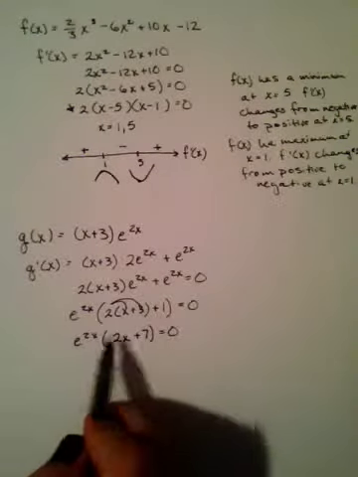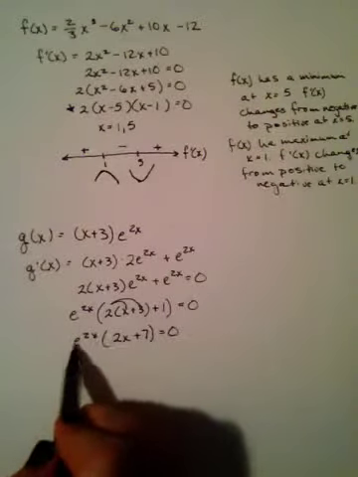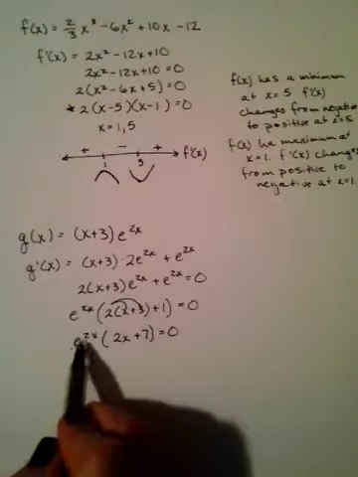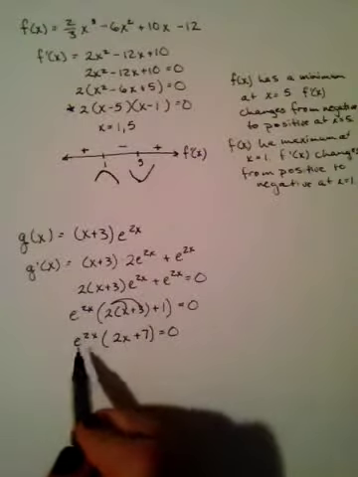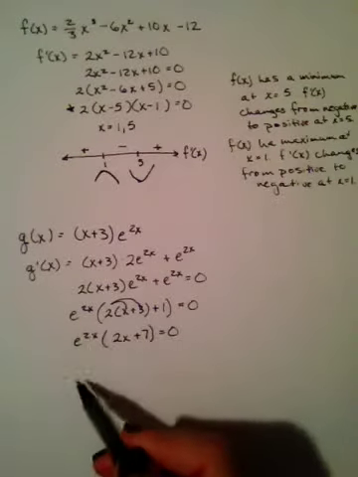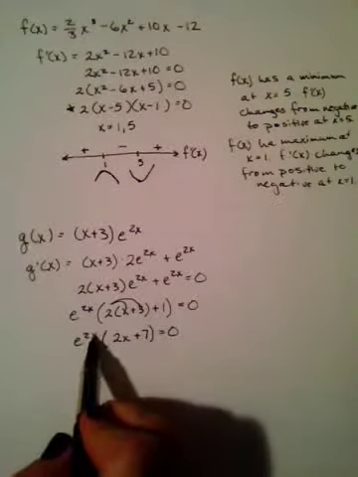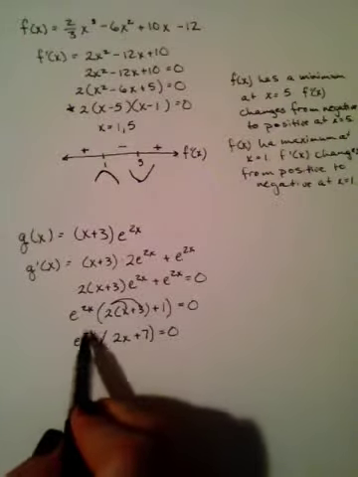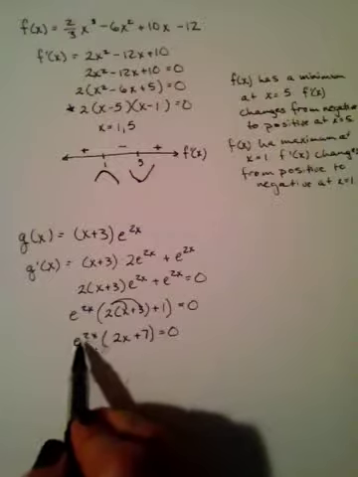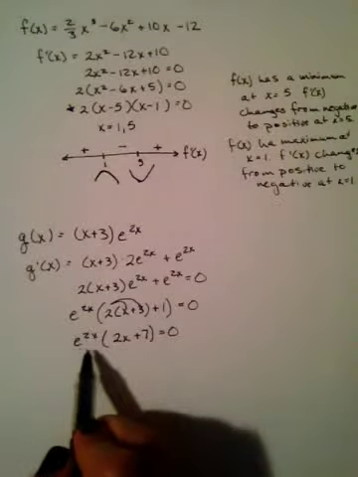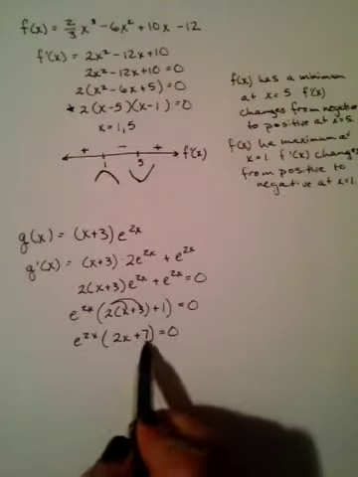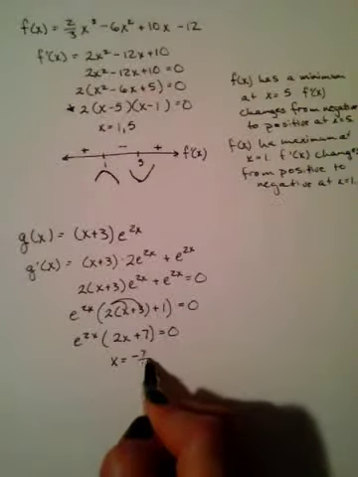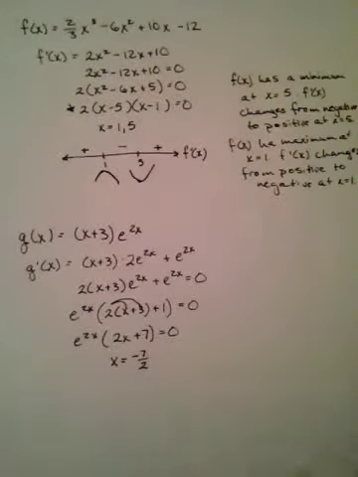Now e to the 2x never actually equals 0, it's always positive. You can imagine that there's not a value of x that you can plug in that will make this negative. If you plug in a negative, you just get a fraction, a negative exponent moves this to the denominator. If you plug in 0, 2 times 0 is 0, e to the 0 is 1, and a positive is clearly not a negative. So we can basically just ignore this right now. If I set this factor equal to 0, I get x equals negative 7/2 as my critical number.